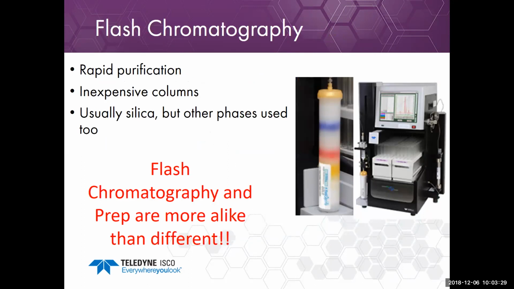Flash chromatography is a rapid purification method using inexpensive columns. It's usually silica gel, but other phases such as C18 can be used as well. Flash chromatography and prep are really very similar to one another, and in fact, I will use flash chromatography examples for illustration of preparative chromatography concepts.